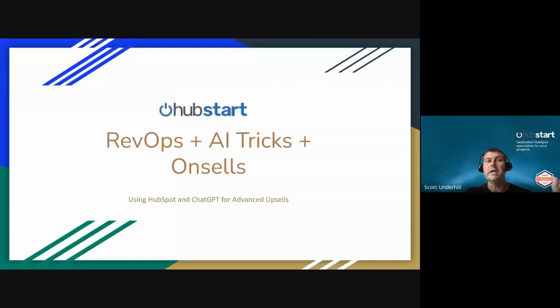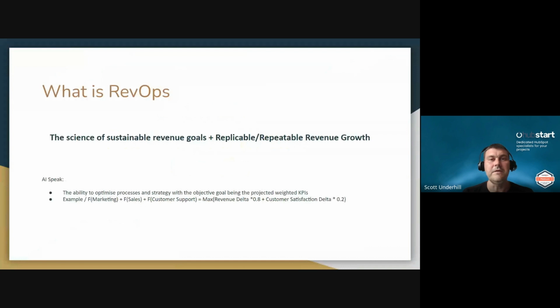So we're really going to get into the tricks. So first, what is our objective? Our objective is the scientific approach to sustainable revenue growth, that is replicable and repeatable. So in terms of AI, it's about how to optimize your KPIs. It's an objective function of optimizing your KPIs.